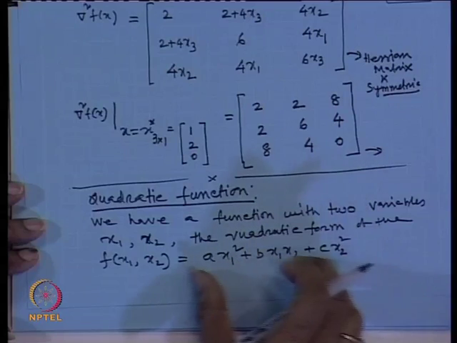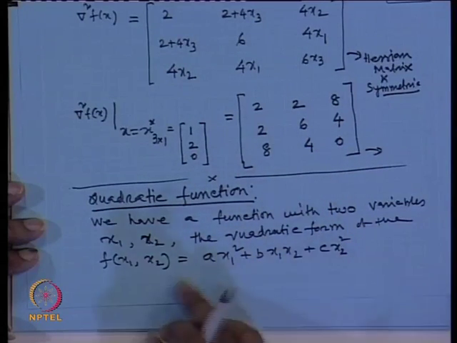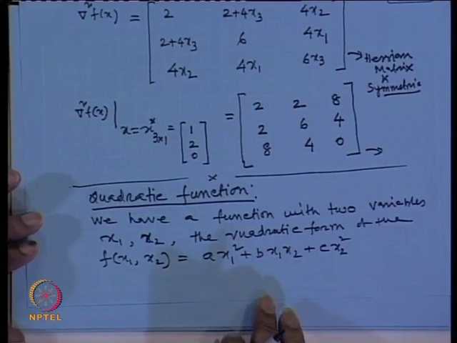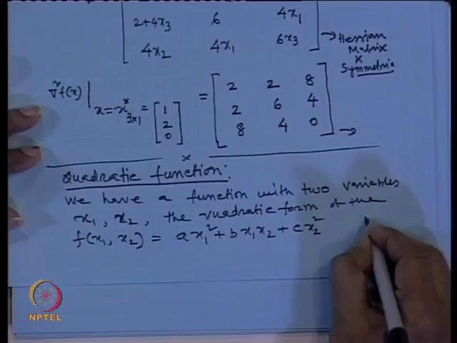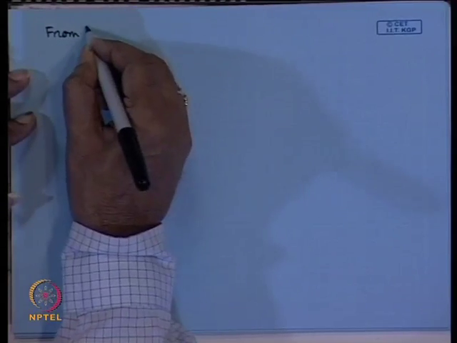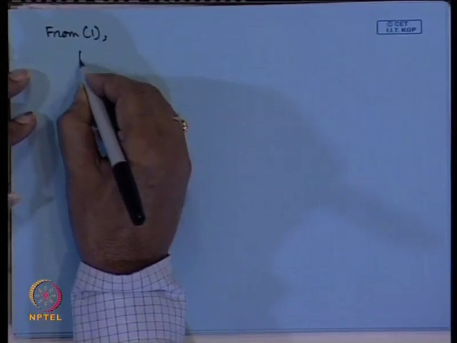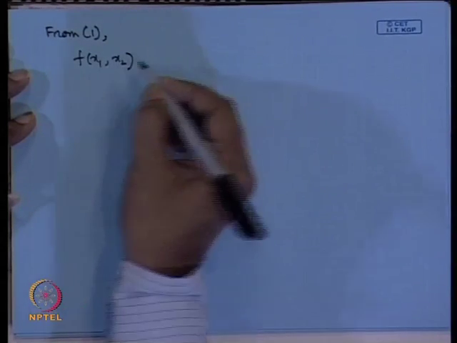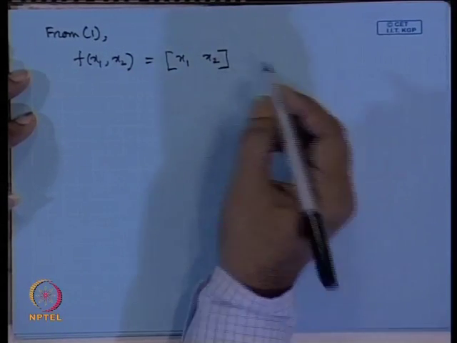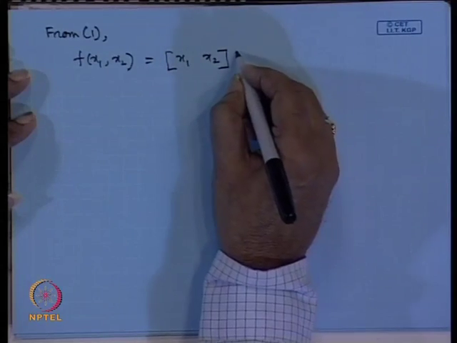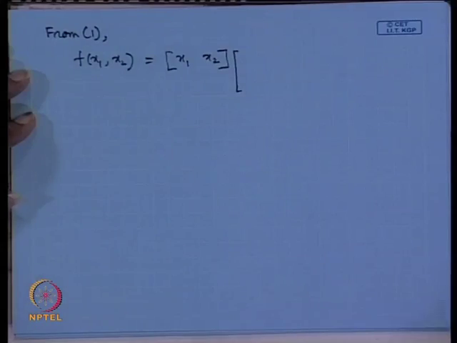Okay? Let us call this one a quadratic form, a quadratic function. Then our problem is, this is the quadratic form. So, this quadratic form one can express in a matrix and vector form. Let us call this equation number 1. One can express equation 1 as f of x equivalently like this way, equal to x 1, x 2. We have considered the two variable case, then we extend to the n variable case.